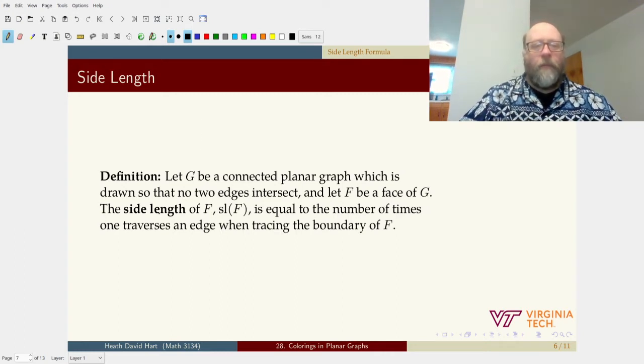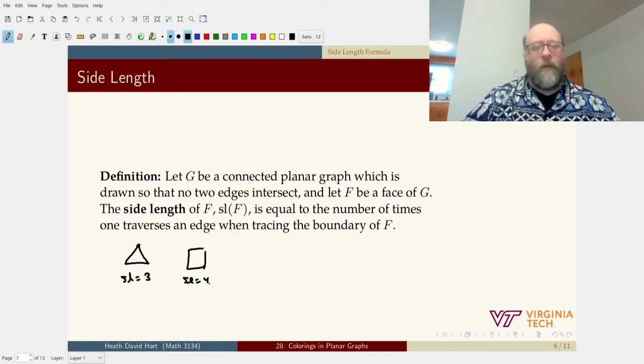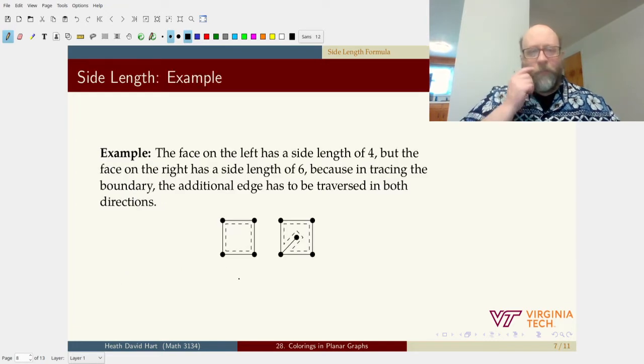The side length of a face is the number of times that we have to count an edge if we're tracing the boundary of F. That seems pretty easy. For a normal shape like a triangle, the side length is equal to 3. For a square, the side length is equal to 4. But let me show you an example here.